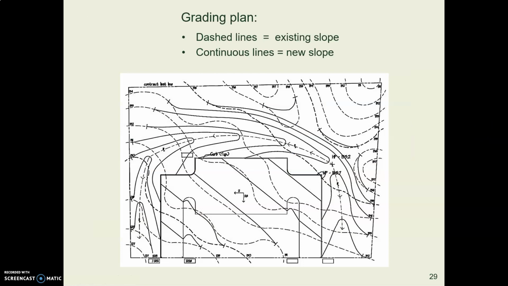So now we'll go on to talk about grading plans in the next slide, next lecture. But something to notice at the beginning is in a grading plan, we use dashed contour lines to represent the existing topography, and then we will draw continuous lines to represent the new topography that we want to have excavated. So more on that later.